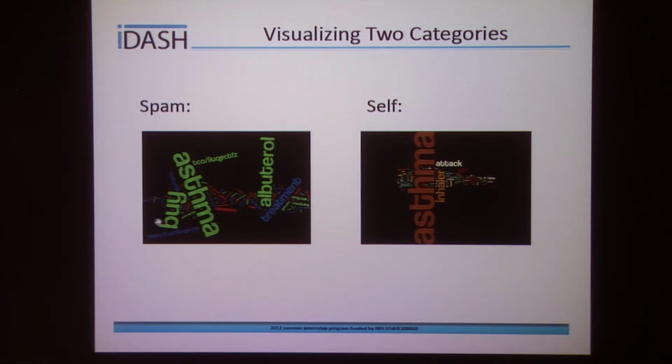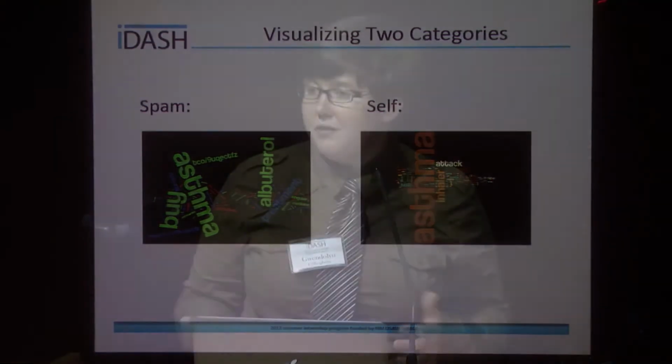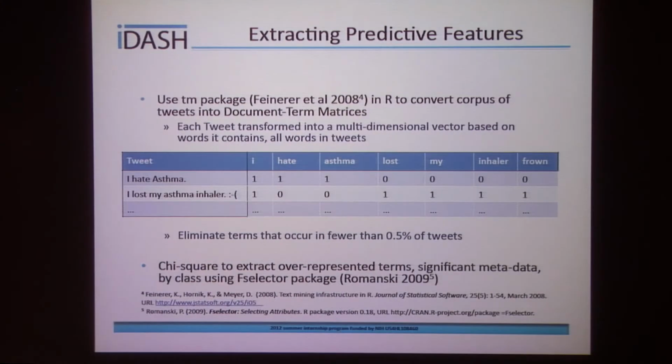But you can see that in the spam category, we have words like buy and albuterol and treatment, generic medicine, and then some sketchy little Twitter links here. Whereas in the self category, we have words like attack and inhaler and just and now and got, little words that actual humans would use, but that bots wouldn't need to if all they're trying to do is sell you generic medicine. So in order to extract that and be able to predict on the fly, we need to extract those predictive features.